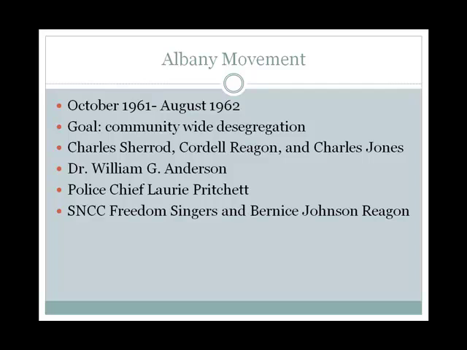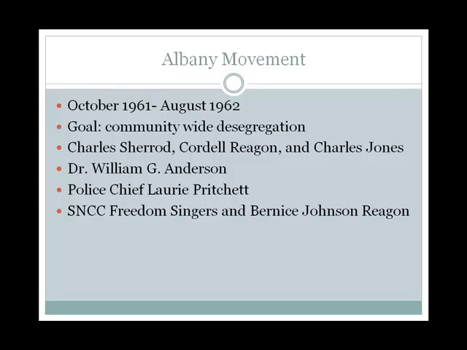The movement held mass meetings and demonstrations, and by mid-December, over 500 people had been jailed. At that point, they decided to call in the Reverend Martin Luther King to keep the momentum going and to bring some national attention to their movement. Police Chief Laurie Pritchard of Albany, Georgia, managed, to a great extent, to suppress this movement. He confronted it in such a way that it caught the civil rights activists off guard.